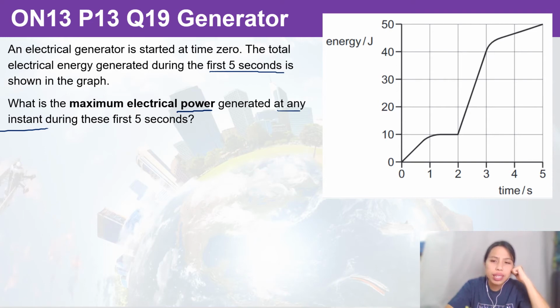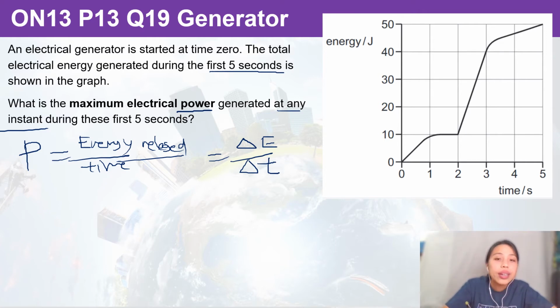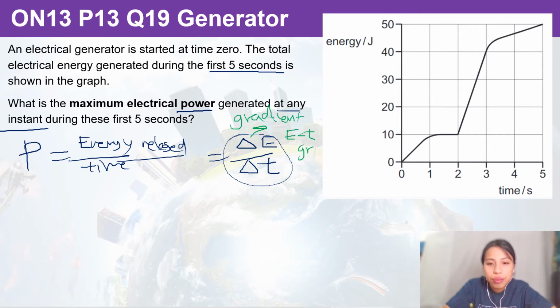How do we find power from an E-T graph? Remember I talked about how power is a change in energy release over a unit of time. The more proper mathematical way to write this is change in energy over change in time. So whenever you see this delta E over delta T, this is also the gradient of an E-T graph.